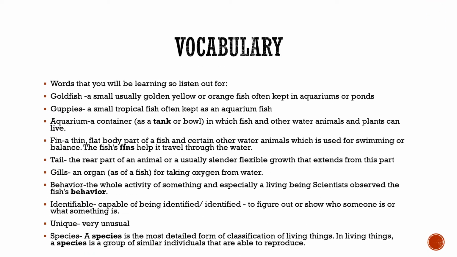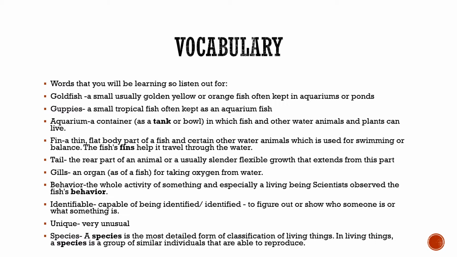Okay, so vocabulary. I'm not going to go over the whole list today, but I do want to go over those words that we will be using in this lesson. Remember, vocabulary are those important words that I want you to be looking and listening out for. The first one we're going to look at is goldfish. A goldfish is a small, usually golden yellow or orange fish that's often kept in aquariums or ponds. Another one is guppies. Guppies are small tropical fish, often kept in aquariums as pet fish. And of course, an aquarium. An aquarium is a container, like a tank or a bowl, in which fish and other water animals and plants can live.